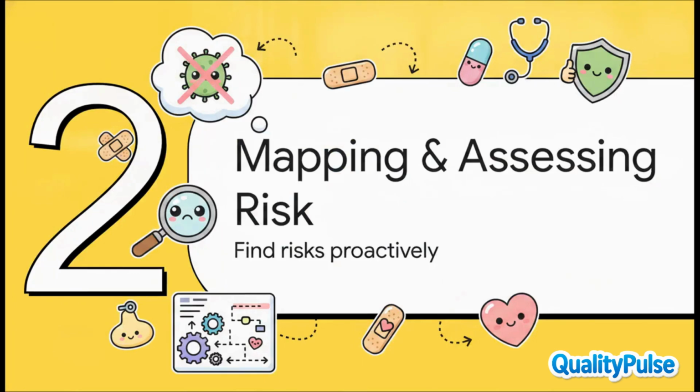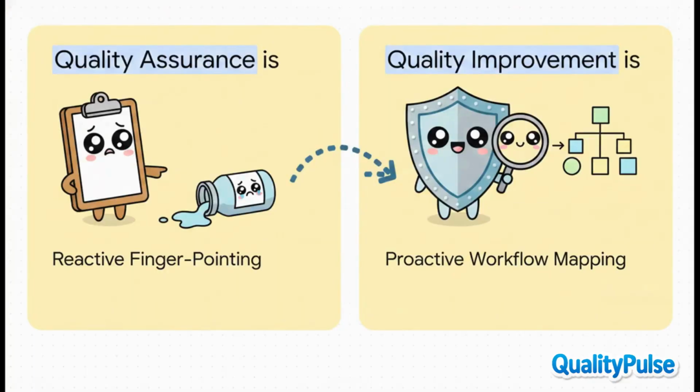Section 2. Mapping and assessing risk. It is absolutely crucial to understand the stark contrast between quality assurance and quality improvement. Quality assurance is often reactive, right? It checks for compliance and, unfortunately, sometimes focuses on pointing fingers after an error has already happened. Quality improvement, on the other hand, is highly proactive. It's all about looking forward and fixing the process itself.